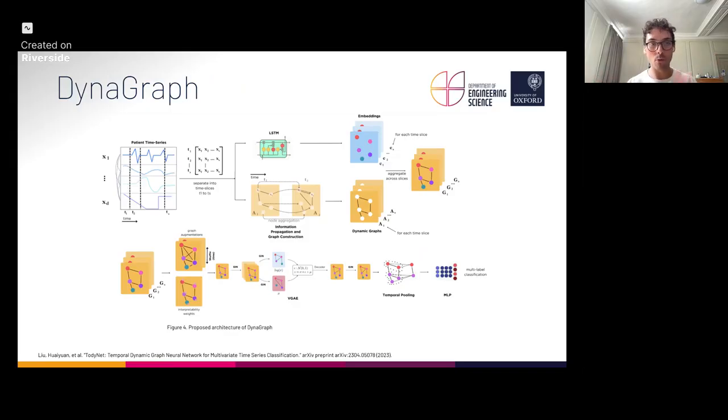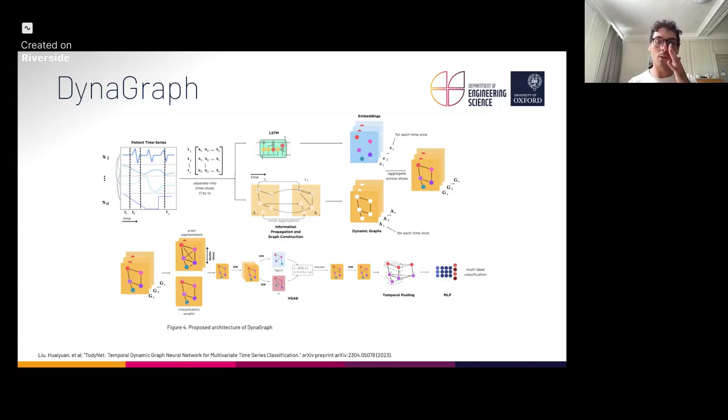And the model that we propose to do this is called DynaGraph. If we imagine a time series over 24 hours, for example, we're going to break it into time blocks of 4 hours each. Each of those time blocks will then be passed through an LSTM to find hidden temporal embeddings of that information for that time slot. Another pass will be represented through a dynamic graph.